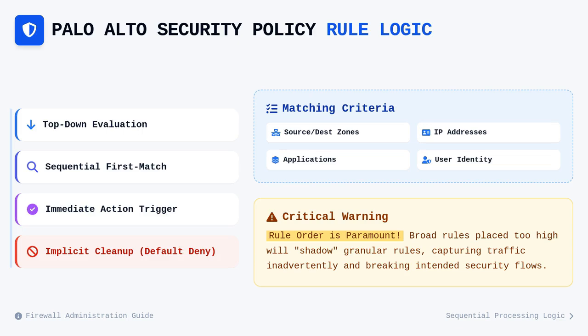If no rule matches a packet, the implicit cleanup rule at the bottom of the policy stack performs a default deny. This sequential processing underlines why the order of your rules is arguably more critical than the rules themselves. A generic, broad rule placed too high in the stack will inadvertently capture traffic intended for more granular, specific rules further down. Understanding this order of operations is essential for avoiding unintended consequences in your traffic flow.